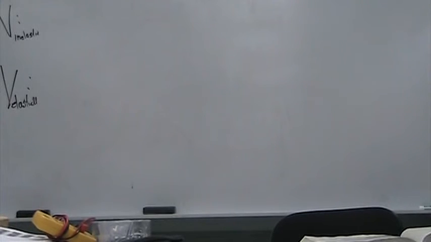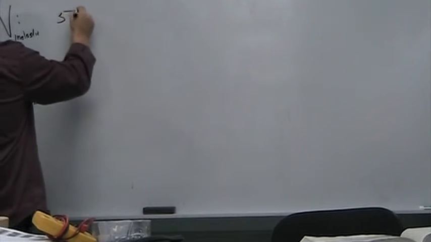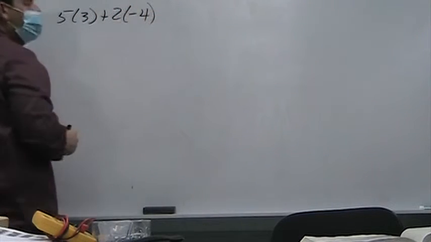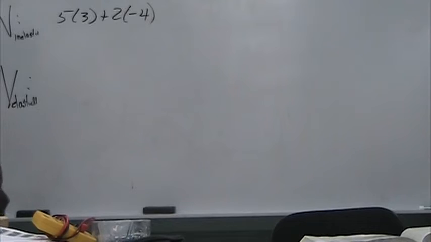Okay, inelastic, write me an equation, Jasper. Okay, for inelastic, I got 5 times 3 plus 2 times 4 is equal to 7. 2 times 4? Negative 4. And then if you did 4, you got a wrong answer. Right. Yeah.